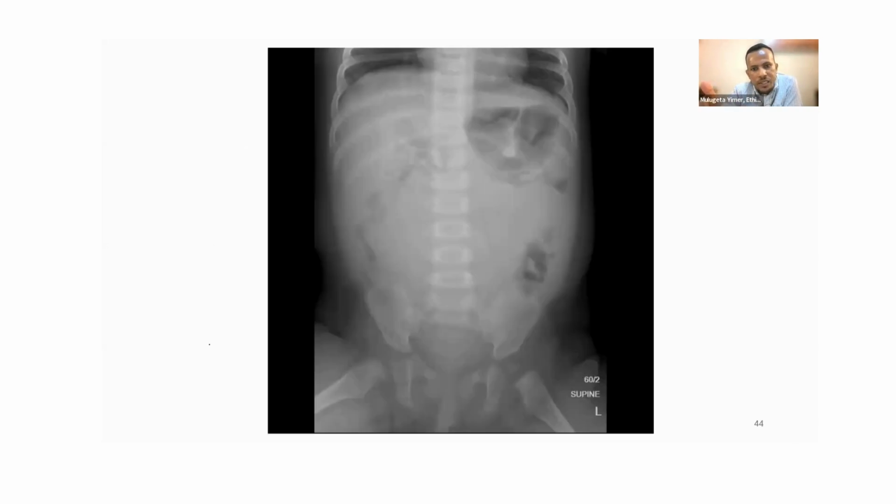On this plain X-ray, you can see a paucity of bowel gas and a huge opacity, with the bowel gas pushed aside by a huge intra-abdominal tumor of any nature. But at least it tells us there is a big intra-abdominal mass pushing the bowel gas laterally.